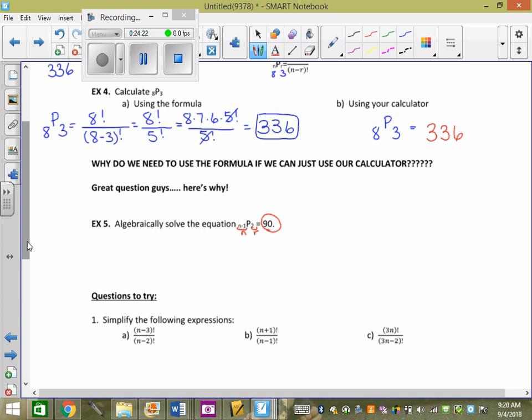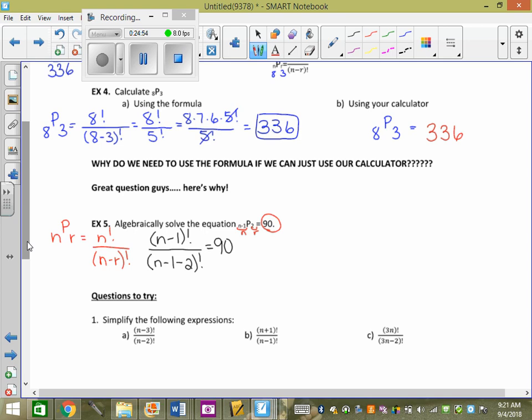So we're going to go n factorial on the top. So the formula is nPr equals n factorial over n minus r factorial. And we're going to fill it in, okay? Our n this time is n minus 1. So we're going to get n minus 1 factorial over n minus 1 minus 2 factorial equals 90.